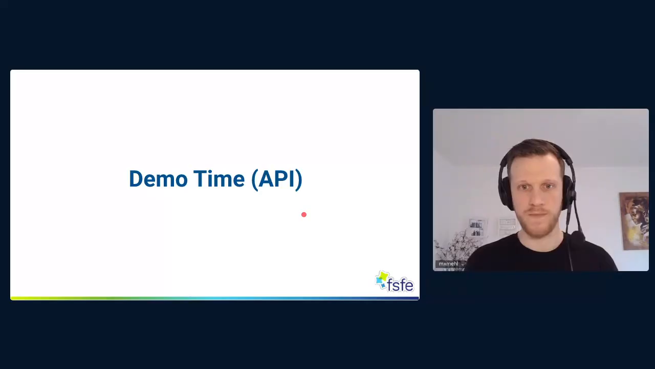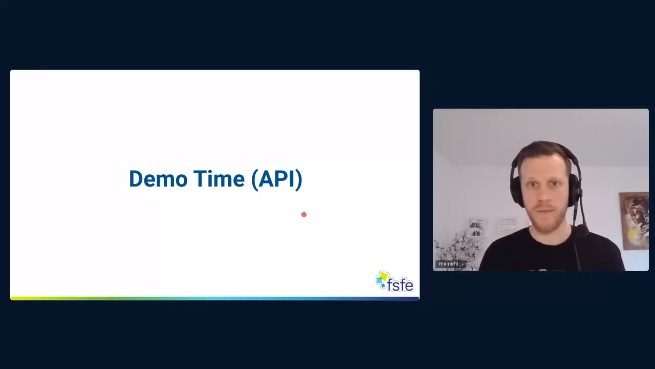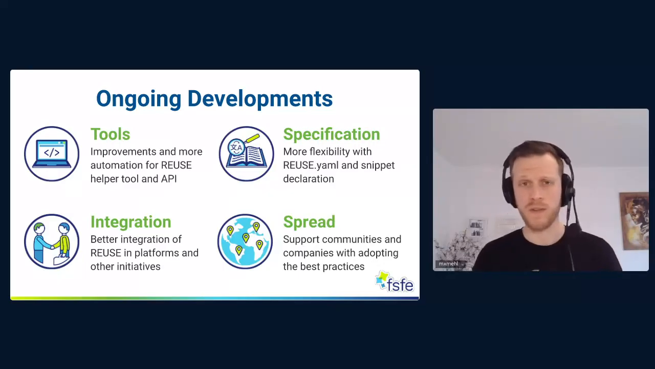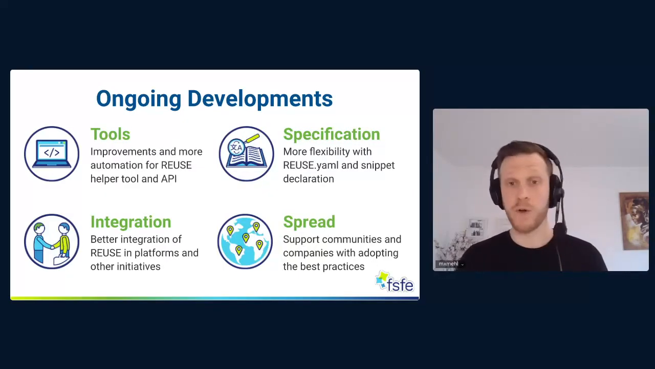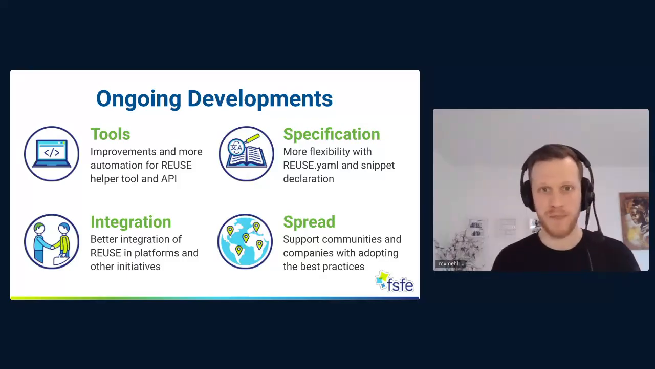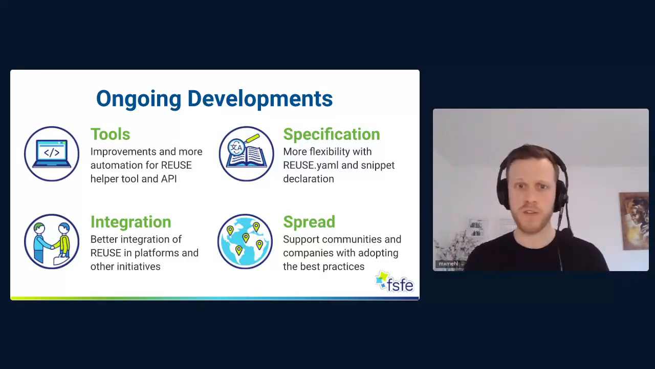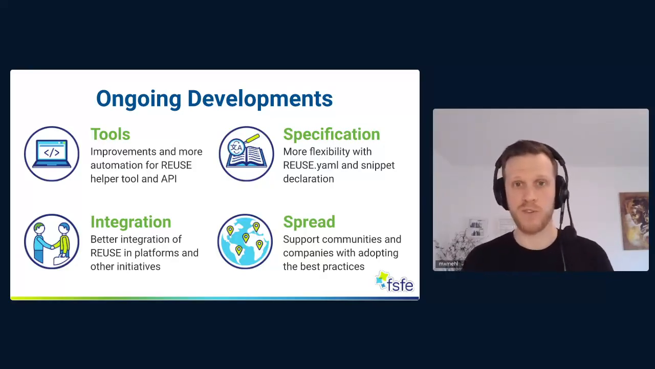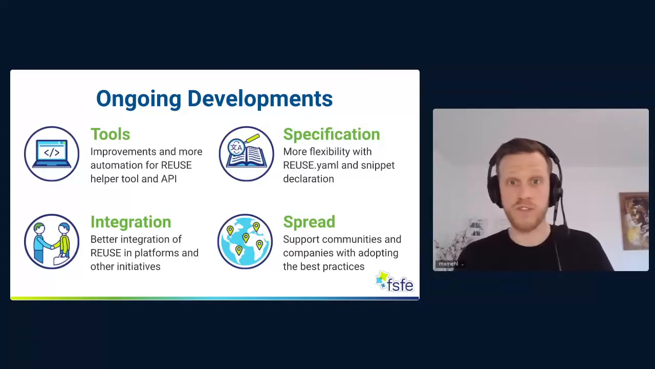So now these were the 4 main components of reuse. But of course, we do not stop here. Reuse was started in 2017, and we are continuously working on it, and we have quite big plans. On the tooling side, we want to have more improvements and more automation so that it's even easier to adopt reuse in your own projects. And also for the API, we have a number of ideas, and we are really open to collaboration. So if you're interested, please join the community.